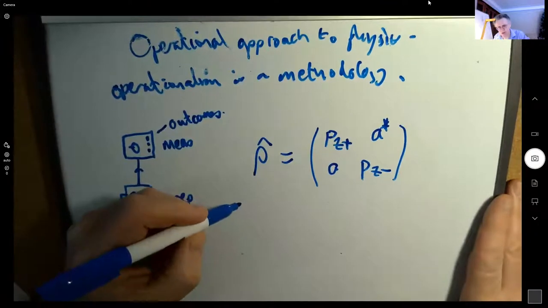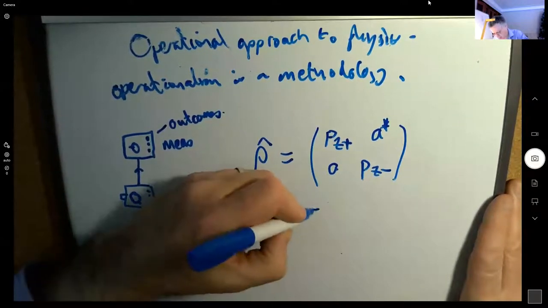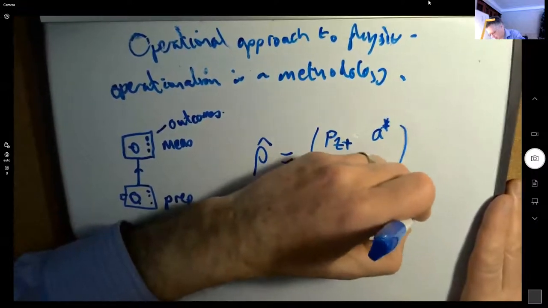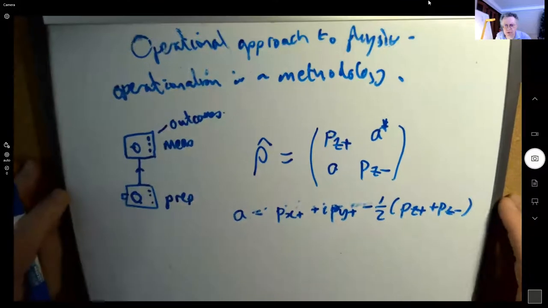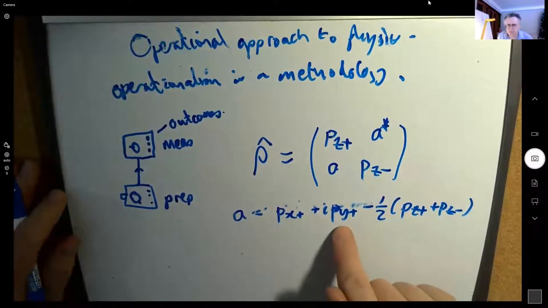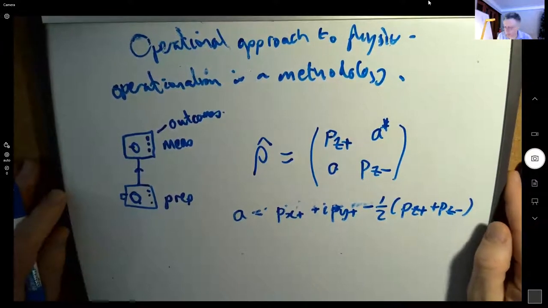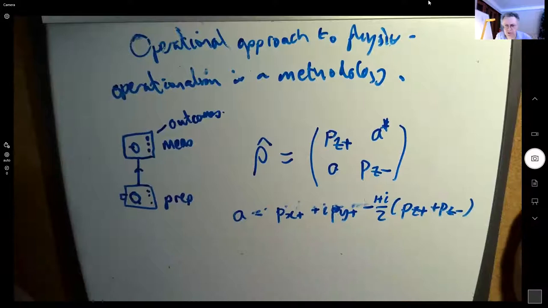You can show that these off diagonal terms have the form A, which is a linear combination of the probability of getting spin up along the x direction, the probability of getting spin up along the y direction, and the two probabilities I mentioned before, the probability of spin up and down along the z direction. I'm not 100% sure I've got the coefficients in this equation right, but they're right up to the convention of your square root of minus one.